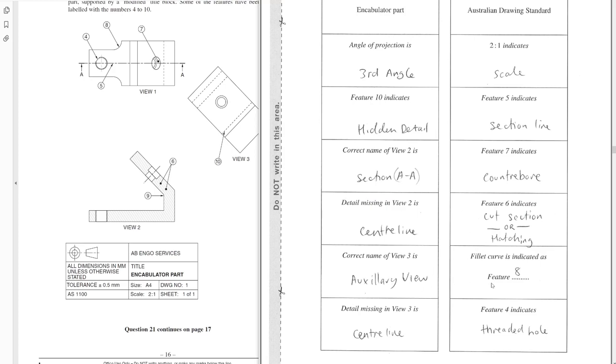The fillet curve is indicated by number 8. The detail missing. Oh, okay. It is missing in both. Good. Okay. I had a feeling. I did this a while ago.